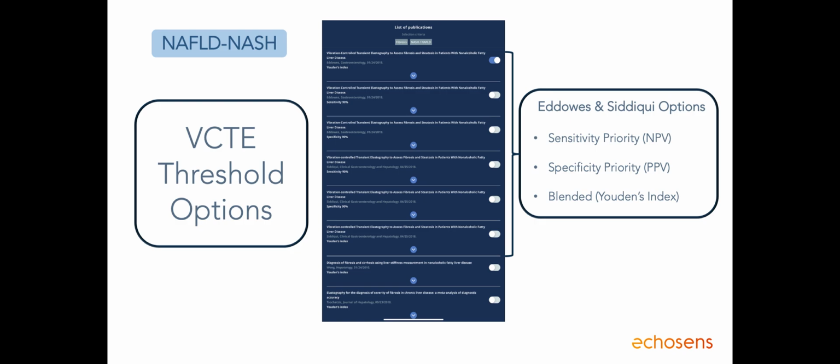As an example, if you were doing FibroScan testing and your objective was to determine, can I rule out a specific level of fibrosis using the VCTE correlate, then you would use a sensitivity priority threshold. I want you to notice, if you look up here, I currently have the app set. Notice the radio button is moved to the right here. I currently have this set to use Eddowes et al. Youden's index, which means I have it set to use the Eddowes et al. publication, and I've chosen a blended priority, equally balancing sensitivity and specificity.